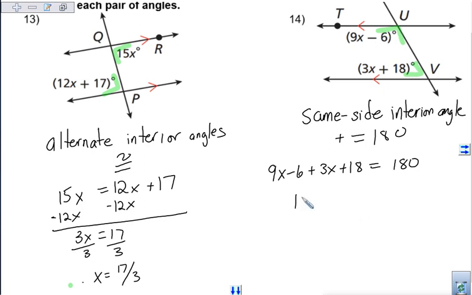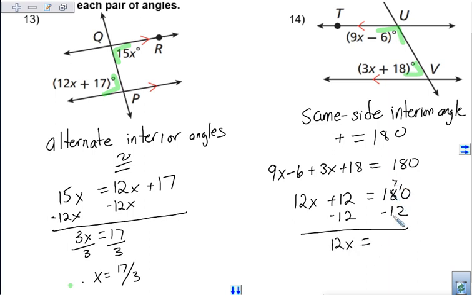Now we're going to combine our like terms. So we got 12x plus 12 equaling 180 degrees. We're going to subtract 12 from both sides. So we have 12x equaling 168. Then we're going to divide both sides by 12. And x equals 14.